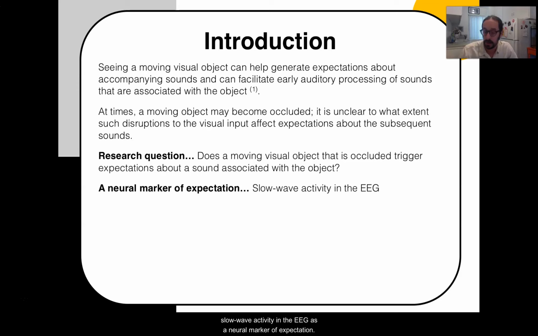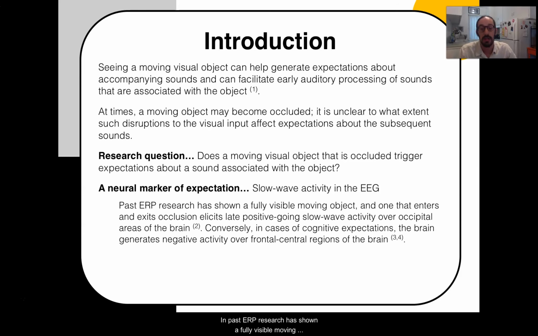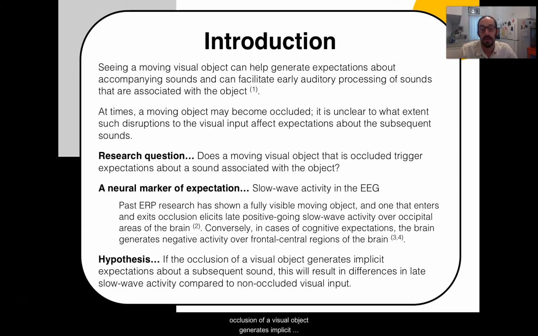marker of expectation. Past ERP research has shown a fully visible moving object, and one that enters and exits occlusion, elicits late positive going slow wave activity over occipital areas of the brain. Conversely, in cases of cognitive expectations, the brain generates negative activity over frontal central regions of the brain. In considering this, we hypothesized that if the occlusion of a visual object generates implicit expectations about a subsequent sound, this will result in differences in the late slow wave activity compared to non-occluded visual input.